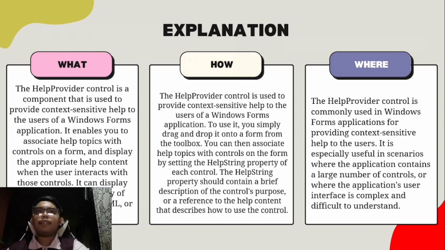The help provider control is commonly used in Windows Form applications for providing context-sensitive help to the users. It is especially useful in scenarios where the application contains a large number of controls or where the application's user interface is complex and difficult to understand.